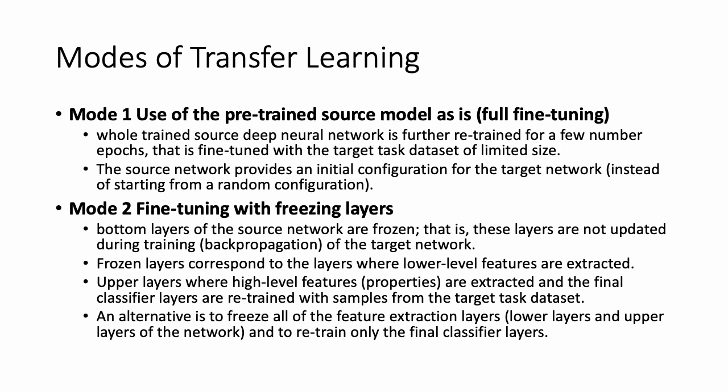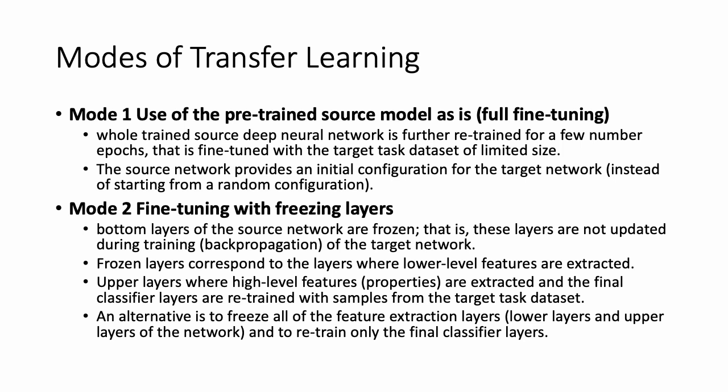We use two modes of transfer learning. In the first mode, we use the pre-trained source model as is, which is also called full fine-tuning. The whole trained source deep neural network is further retrained for a few number of epochs, as it is fine-tuned with target task dataset, which is of limited size. The source network provides an initial configuration for the target network. Therefore, we don't start from random configuration.